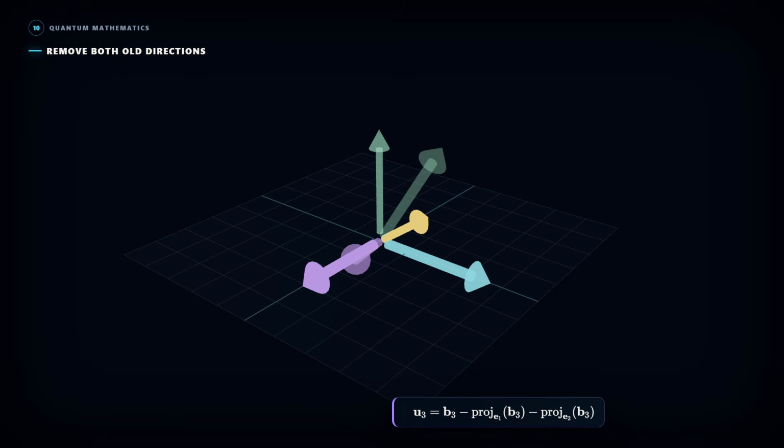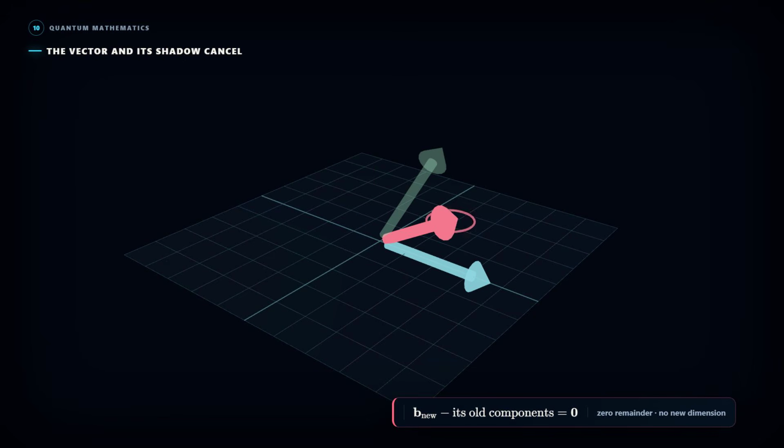Nothing magical was added. Schmidt only reorganized the same space into cleaner independent directions. If a supposed new command were actually dependent, subtracting its old components would leave the 0 vector. That 0 remainder is the algebra announcing that no new dimension was present.